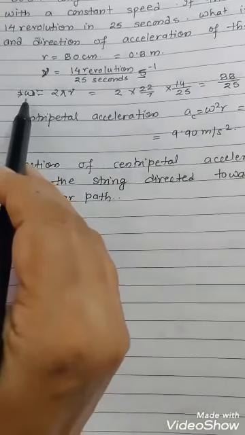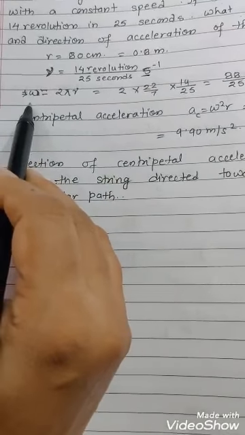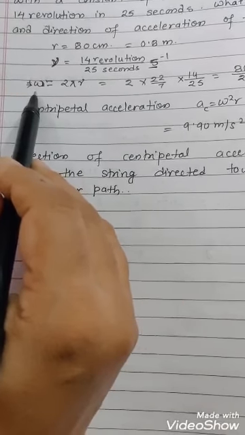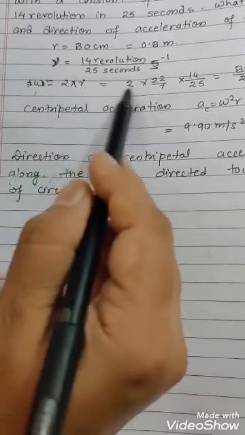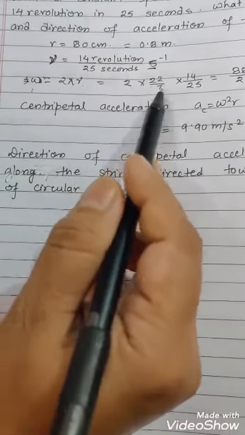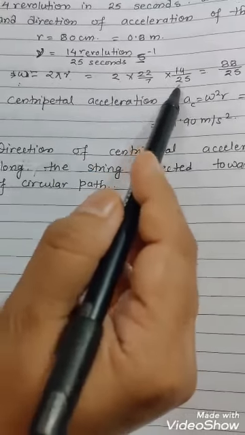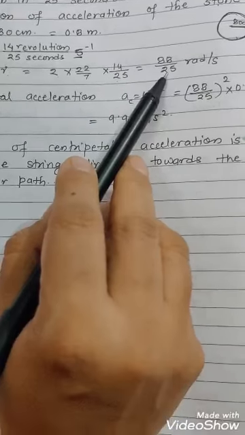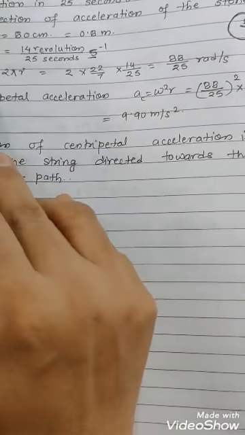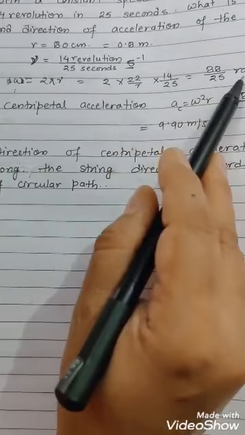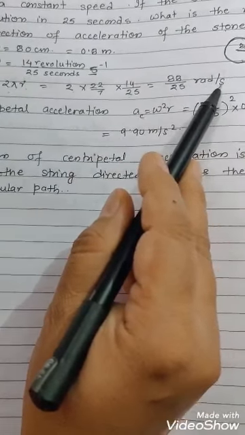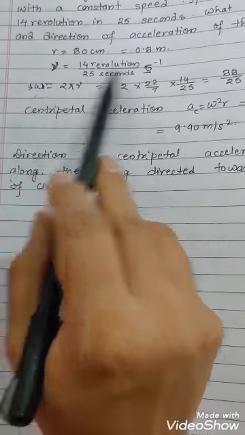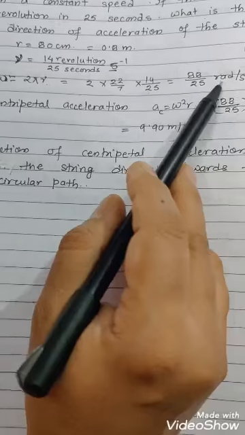Okay. And now we will calculate angular frequency, or you can say angular velocity, and it is equal to 2 pi nu. Here it is 2, pi is 22 upon 7, and nu is 14 upon 25. If we calculate, it will come 88 upon 25, and the angular frequency is now in radian per second. That means this frequency we have converted into the angular frequency, and the unit is now radian per second.